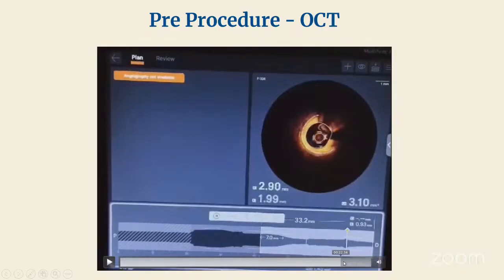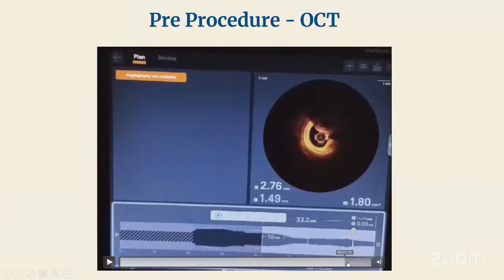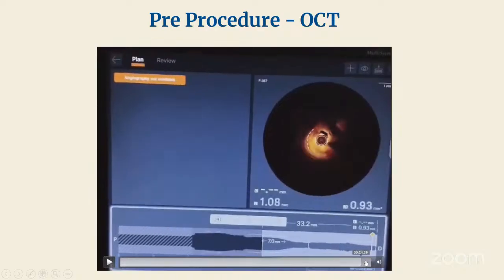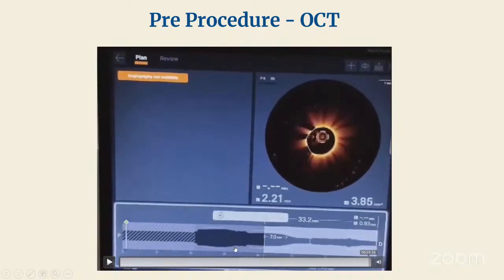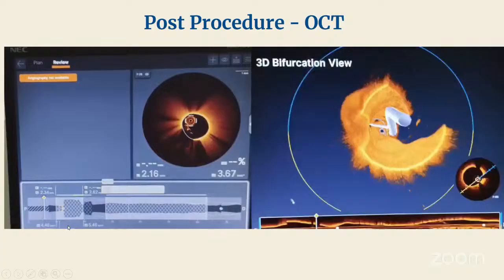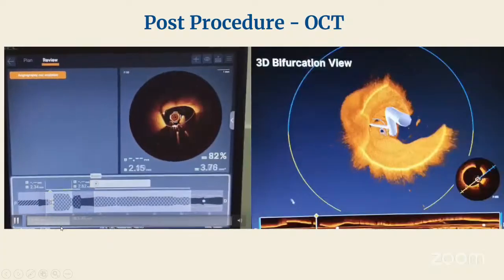It has produced a rupture of the plaque, and all the materials from the plaque have gone inside the lumen, and the lumen was completely occluded. And after that, this OCT will give you the picture of post PCI with the stent.